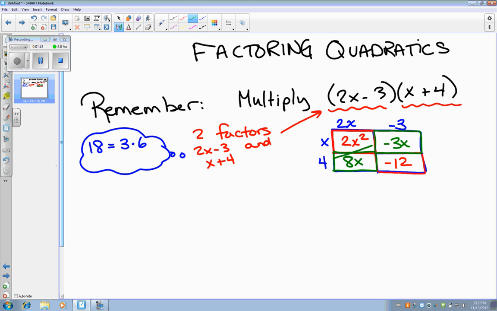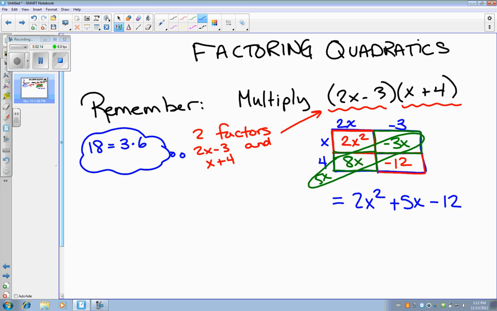And notice how these things that I did in green here actually can be combined together. 8x minus 3x is 5x. So then what you did was you just wrote down the answer. After you simplified that all up together, you wrote the addition of everything that was in the rectangle. So 2x squared plus 5x minus 12. So that's what you learned how to do in Algebra 1.